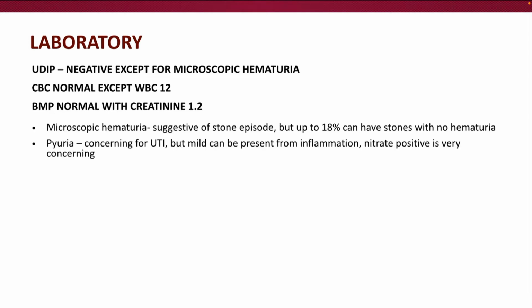So microscopic hematuria is very suggestive of a stone episode, but up to 18% of people can have stones and have no hematuria. So you can't use it to rule it out, but if it's there, it's very suggestive. Leukocytes being positive is, of course, going to be concerning for infection, but you can have pyuria just from the inflammation from the stone. So white cells or leukocytes in the UA don't definitely mean they have an infection.